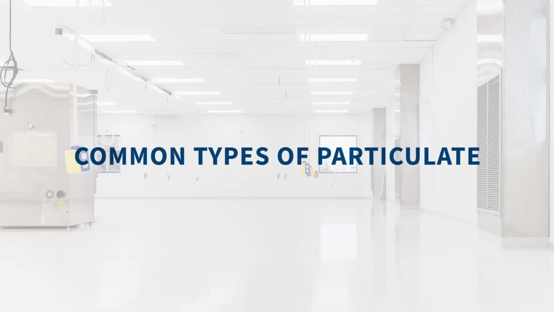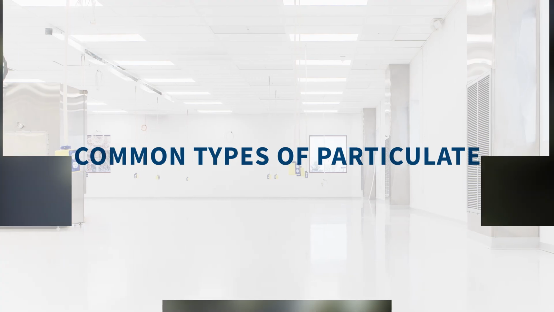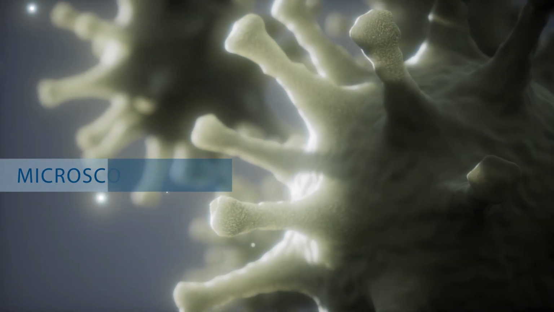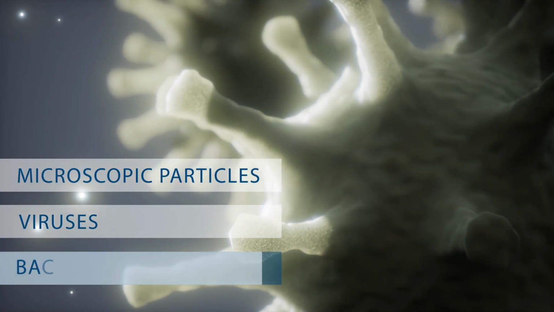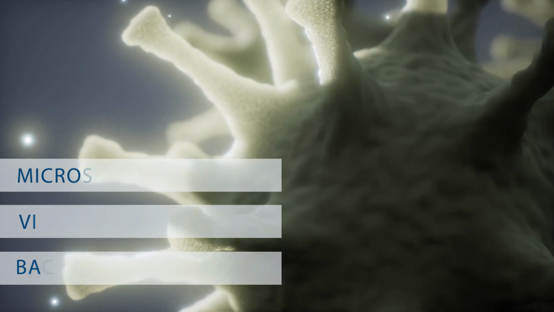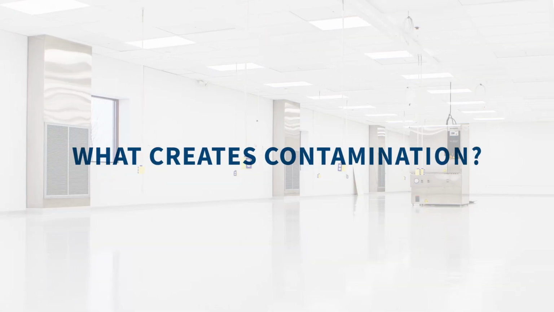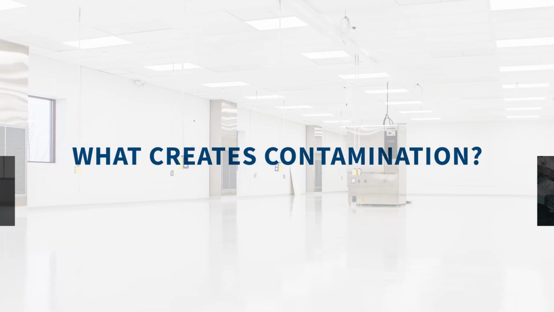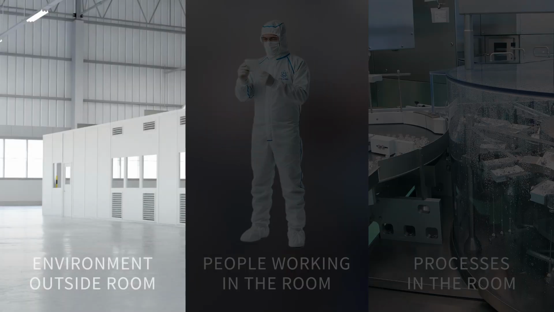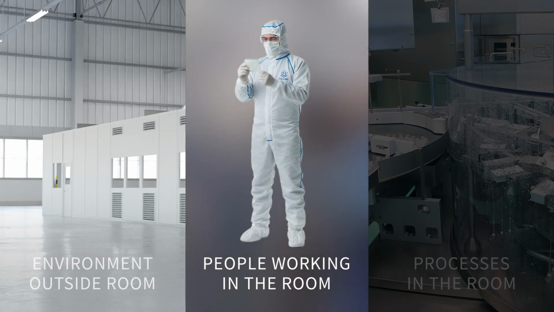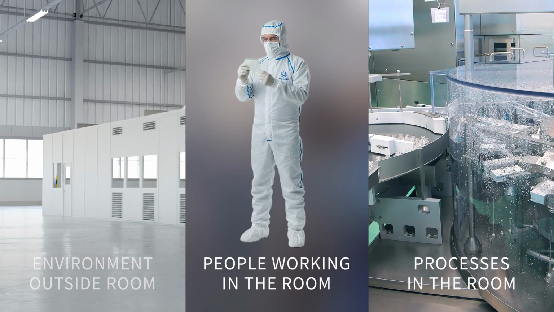What are the most common types of particulate that you will need to control? Contaminants can range from microscopic particles to viruses to bacteria, including virtually any solid, liquid, or gas that could contaminate a product or process. What creates contamination? The three primary sources are the environment outside the room, the people working in the room, and the processes in the room.